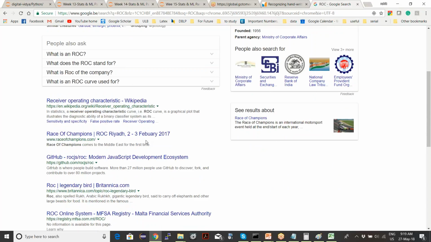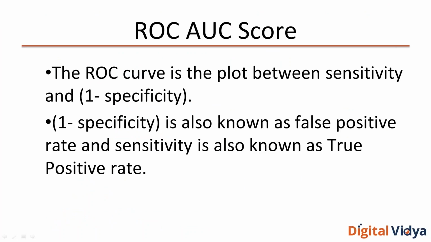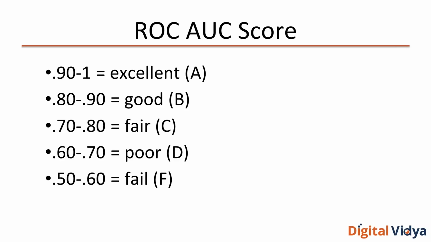Receiver operating characteristics, that's the full form of ROC. What it does is plot your sensitivity against one minus specificity. One minus specificity is also known as your false positive rate, and your sensitivity is known as the true positive rate.